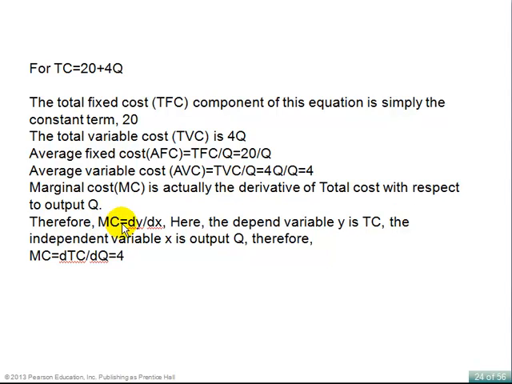Therefore, marginal cost equals dy over dx. Here, the dependent variable y is total cost, and the independent variable x is Q. So we can write this as marginal cost is dTC over dQ, which is 4. How to calculate, the basic rules, please check the notes on math.